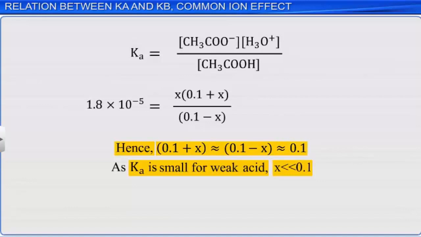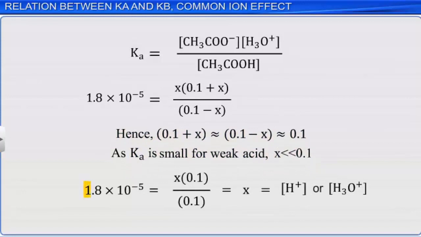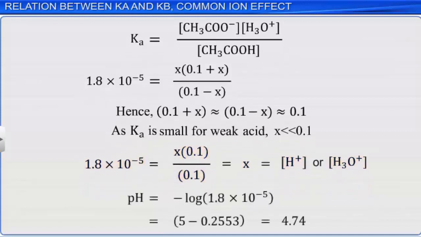Thus, 1.8 multiplied by 10 to the power minus 5 is equal to X multiplied by 0.1 divided by 0.1. This is equal to X, which is nothing but the H plus or H3O plus ion concentration. Thus, the pH of the solution is equal to negative log of 1.8 multiplied by 10 to the power of minus 5, which is equal to 4.74.